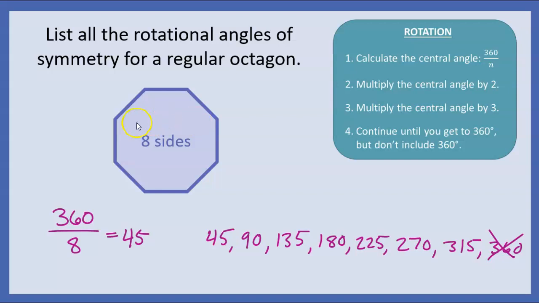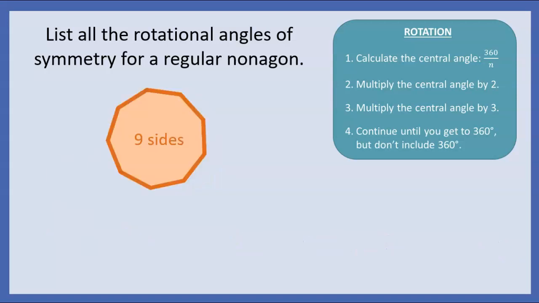We didn't even have to draw those lines. We could draw them if it helps us visualize it. That's totally fine. But we didn't have to draw them. Let's try one more. This one's a little odd. We don't see this one very often. A regular nonagon. 9 equal sides, 9 equal angles. Pause the video, see if you can come up with the list.